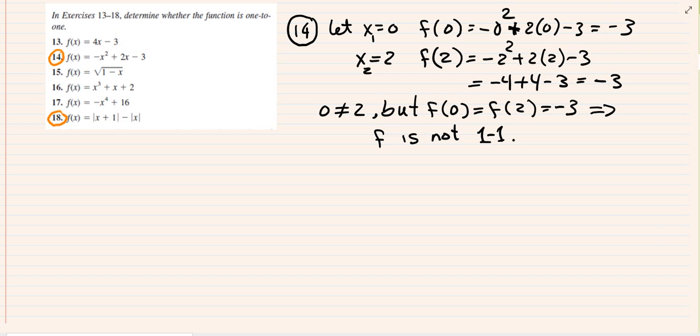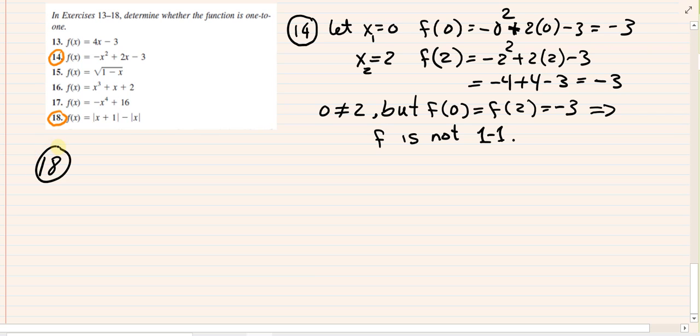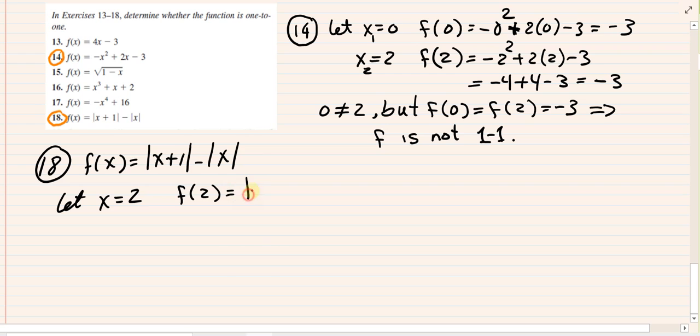Okay, let's take a look at number 18. In number 18, f of x is absolute value of x plus 1 minus absolute value of x. So again, I'm going to choose a counterexample. I'm going to let, for instance, x be 2. So when x is 2, f at 2 is going to be absolute value of 2 plus 1 minus absolute value of 1. And that's going to make it absolute value of 3 minus 1, which is 2.